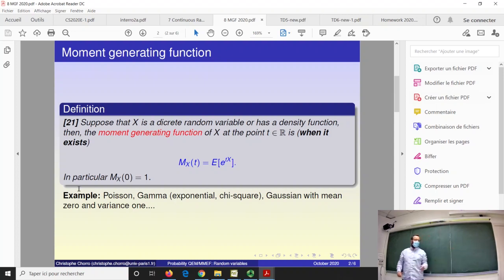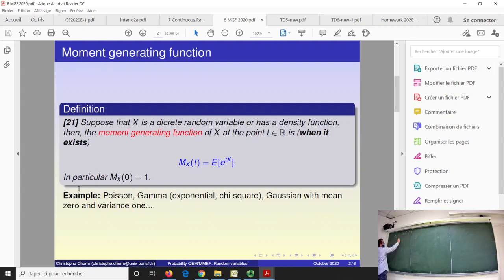It's not that boring, moment generating. And you will see that it simplifies a lot the computations. So the moment generating function, M of the random variable X at the point t, is given as an expectation. An expectation that may exist or not, maybe plus infinity sometimes, but when it exists, it is the expectation of exponential of t capital X.